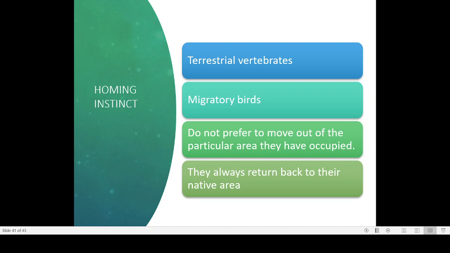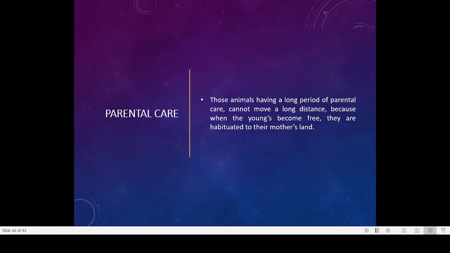Even if it has a lot of difficulty, since you are used to living in that place for a long time, it becomes comfortable for you. Similarly, animals also consider that place as a comfortable place. Even if there may be difficulties, they always return back to their natural homes or native areas after a while. This tendency is known by the name homing instinct.